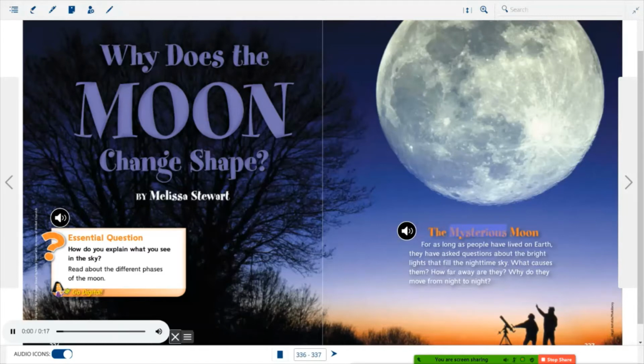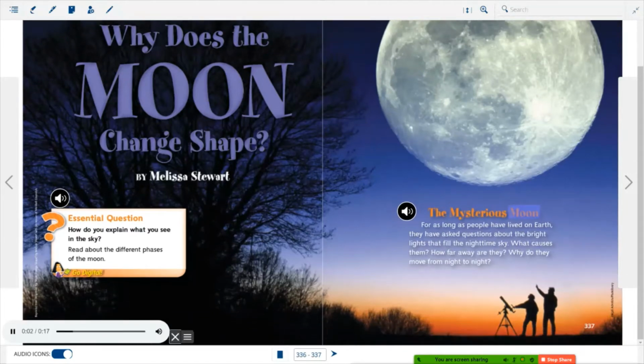The mysterious moon. For as long as people have lived on Earth, they have asked questions about the bright lights that fill the nighttime sky. What causes them? How far away are they? Why do they move from night to night?